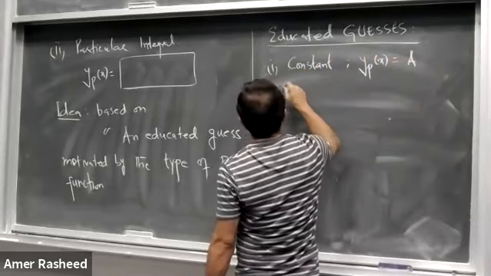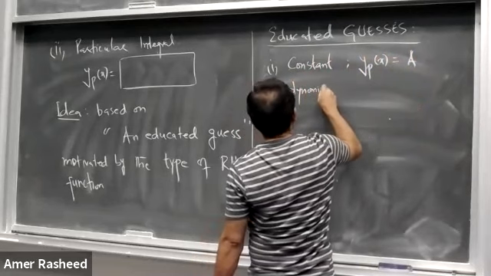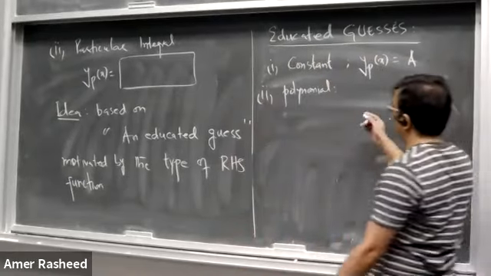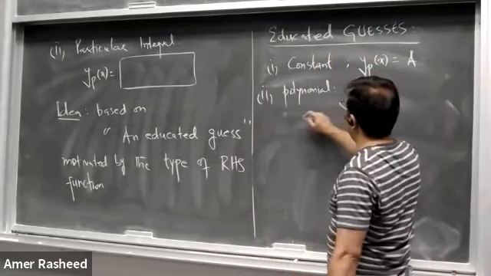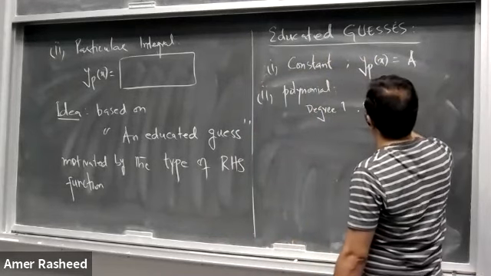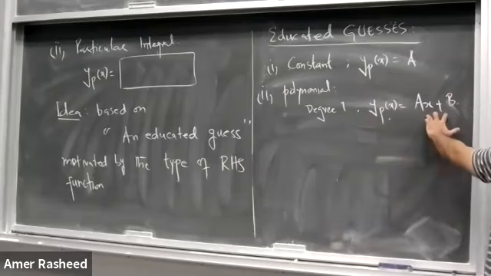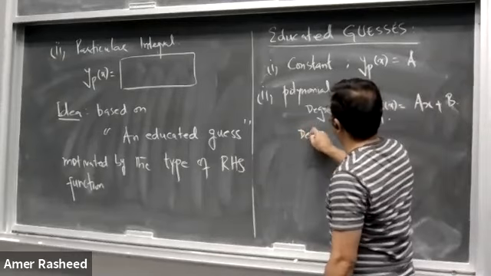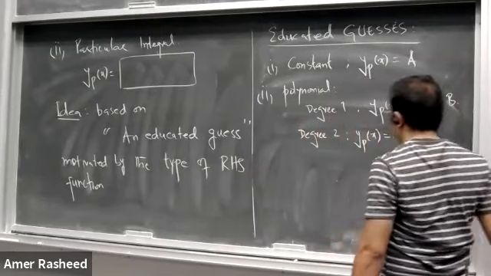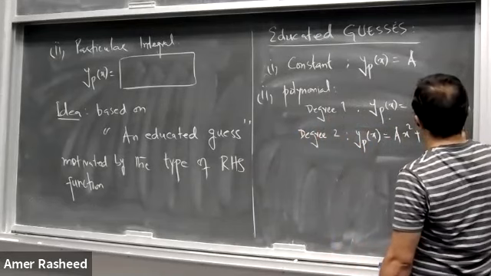Number two, if the right-hand side is a polynomial, it could be a polynomial of degree 1, degree 2, degree 3. In that case, we write the polynomial accordingly. If the right-hand side is a polynomial of degree 1, then the particular solution should be a times x plus b, which is a polynomial of degree 1. If the right-hand side is a polynomial of degree 2, then the particular integral or the particular solution should be a polynomial of degree 2, which is ax squared plus bx plus c.